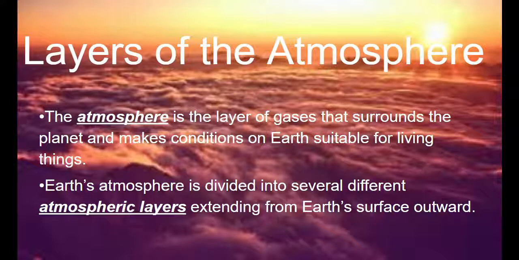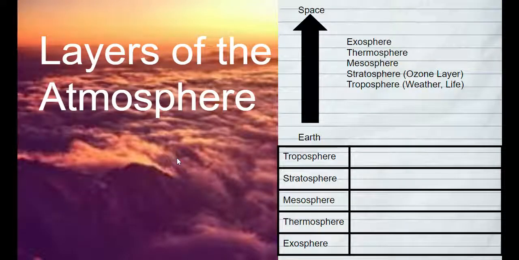And the Earth's atmosphere is divided into several different atmospheric layers extending from Earth's surface outwards, right? So going from the surface of the earth, the big blue green ball floating in space, going outward towards space. It's broken up into layers. So what we're going to look at is the layers of the atmosphere, how they actually go.